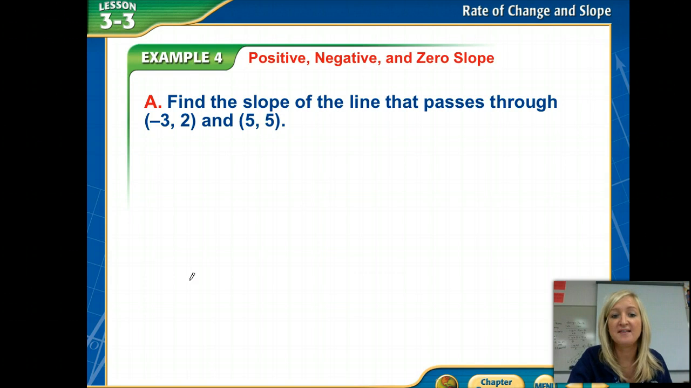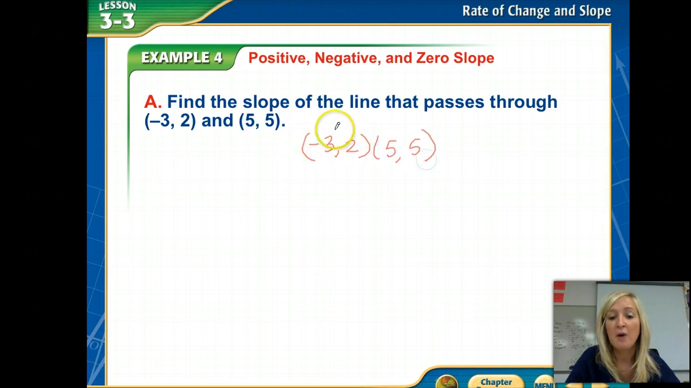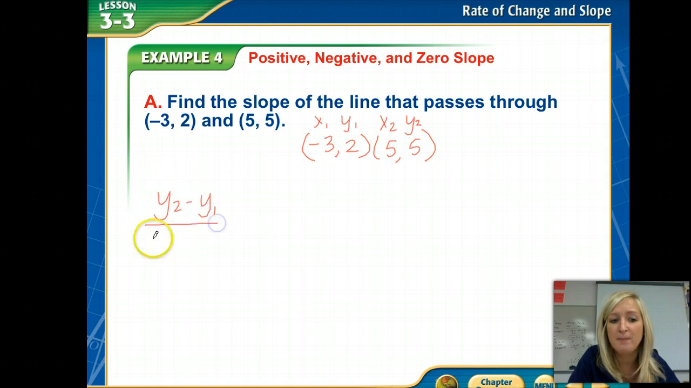All right, so it says find the slope of a line that passes through these 2 points. So I am going to rewrite the 2 points. I have -3, 2, and I have 5, 5. Now when I'm just starting out, what I always like to do is just label each point. So here's x1, y1, because this is my first set of coordinates, and then x2, y2 is my second set of coordinates. So my equation is y2 minus y1 divided by x2 minus x1.